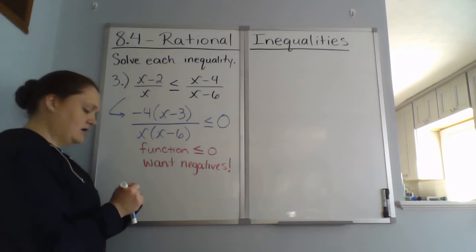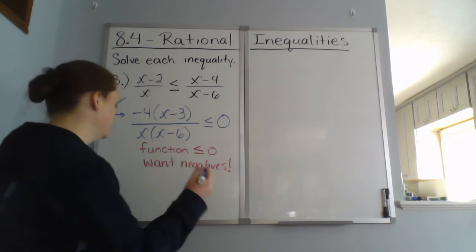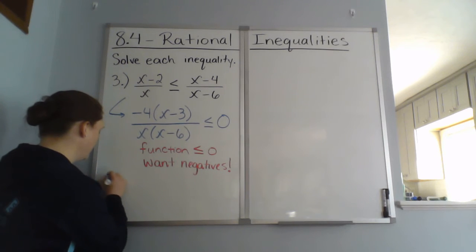All right, so let's go through and write our domain restrictions and then write what makes the numerator equal to 0. So domain restrictions.